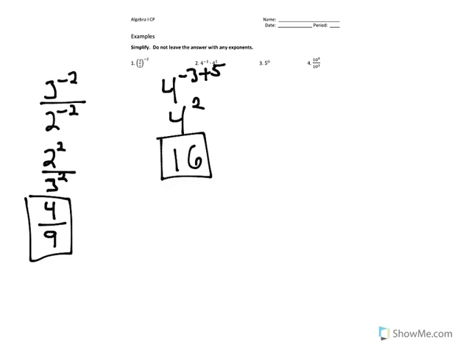Our third example, we have 5 to the 0 power. Any number to the 0 power is 1. Simple as that.